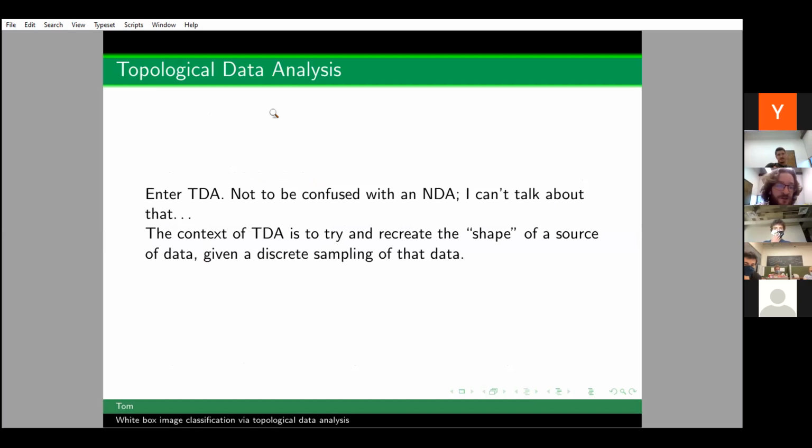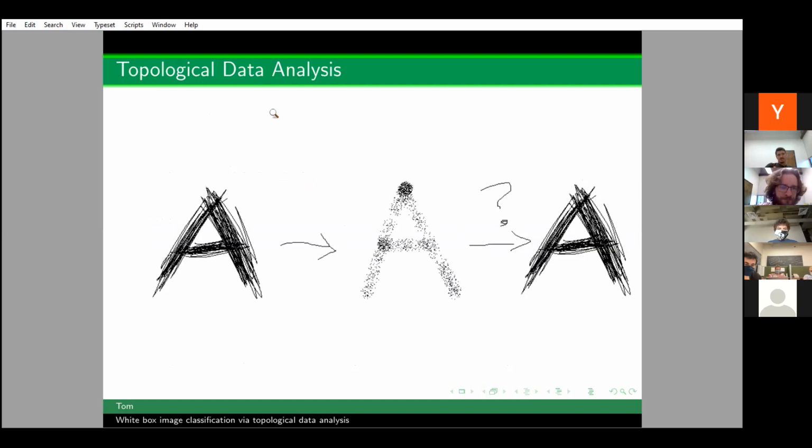This doesn't really make sense in words, so I have a very beautiful picture. As an image or as something on a piece of paper, the letter A is like a continuum of ink. It's an actual shape on the plane, you can imagine. So it makes perfect sense as a topological space. But if you take a picture of that, computers can only handle finitely many bits of information. They can only handle finitely many pixels. So in principle, when you take a picture of something, you've discretely sampled from an underlying geometric shape.